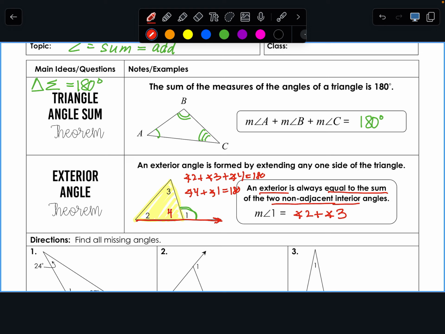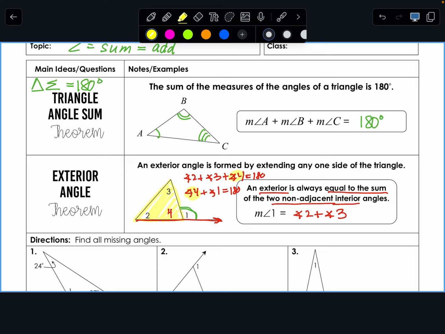Do you see how I have two of the same things? Angle 4 is in both of those statements. And so then I can replace it and see that they become the same thing. So if angle 4 plus 2 plus 3 equals 180, and angle 4 plus angle 1 equals 180, then the only thing I can say is that 2 plus 3 has to equal 1.